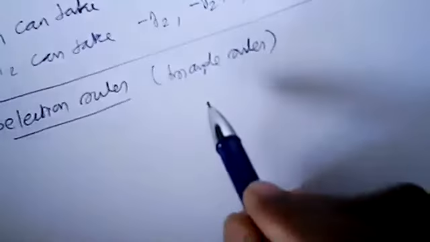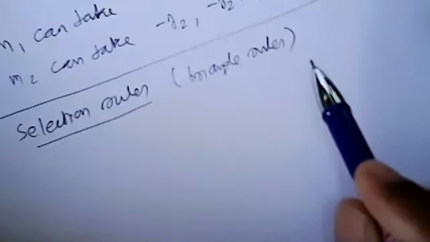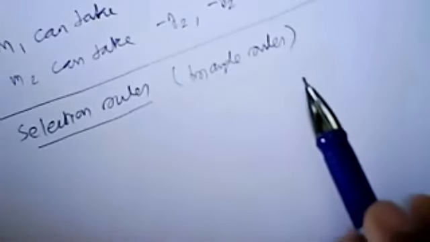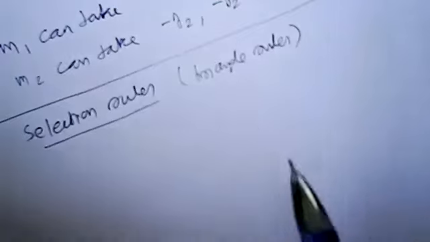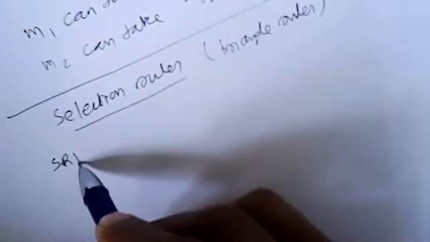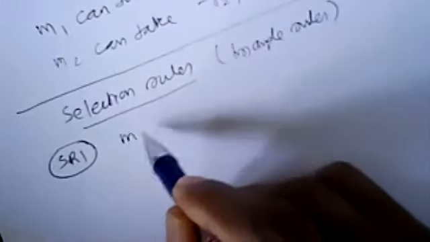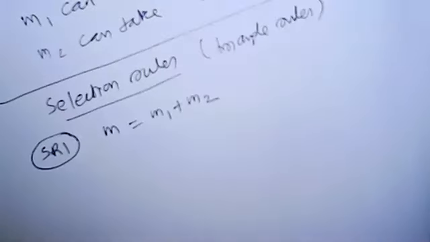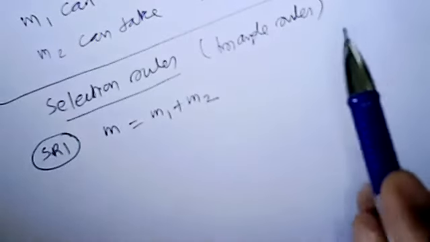Okay, so for allowed values of some indices, the Clebsch-Gordon coefficient is non-zero. The Clebsch-Gordon coefficient exists. Those rules are known as selection rules. So the first selection rule, SR1, is M equal to M1 plus M2. This rule should be satisfied for the existence of the Clebsch-Gordon coefficient.